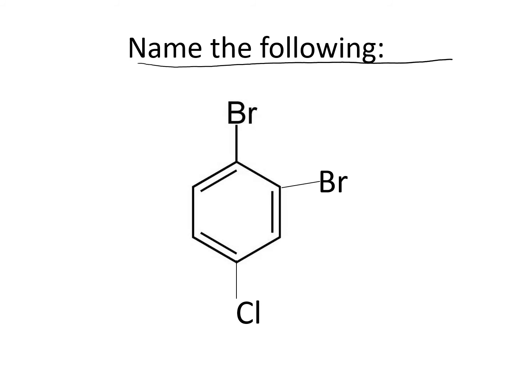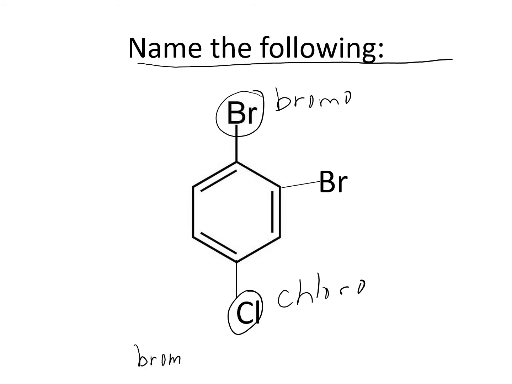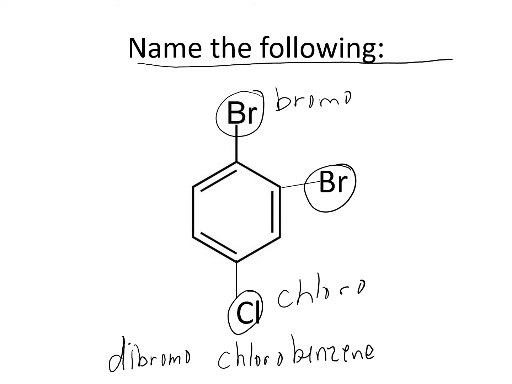Name the following compound. Let's start by naming the groups. So Br is bromo, Cl is chloro, and bromo comes before chloro in the alphabet. So we would put bromo, chloro, benzene. And now we have 2 bromos, so we're going to put a di in front of bromo. We want to show the locations of our groups, so we're going to start with carbon 1 at our bromine, carbon 2 the other bromo, and then carbon 4 is where our chloro is located. So in front of dibromo, we'll go 1,2-dibromo-4-chlorobenzene.